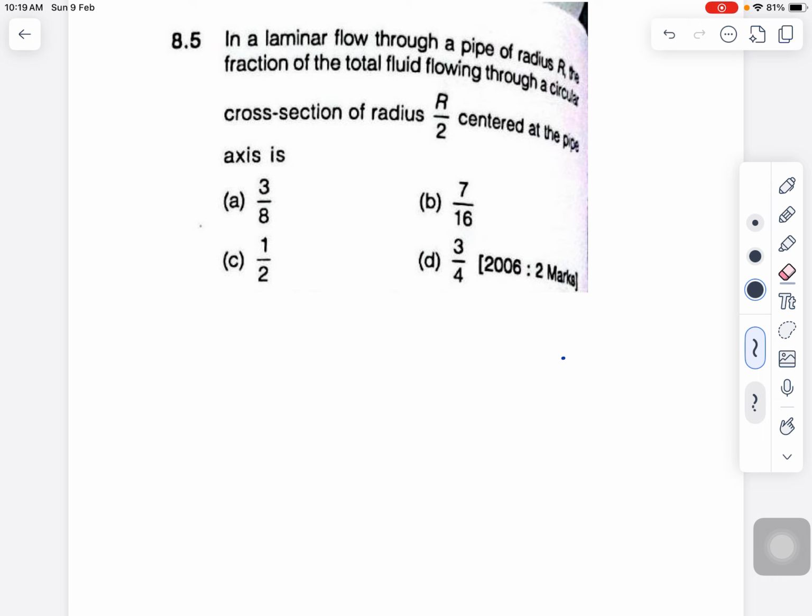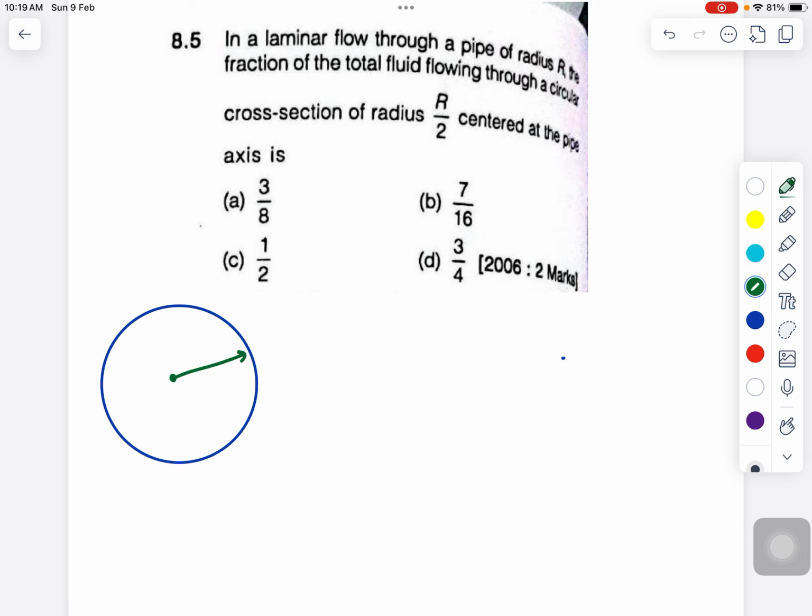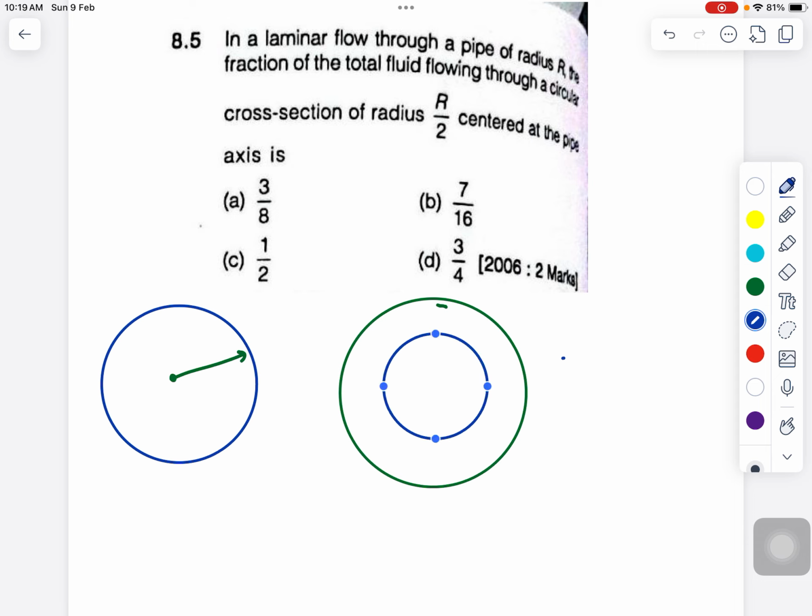So you are supposed to calculate the volumetric flow rate ratio. When the pipe radius is R, how much volumetric flow rate is happening here, and when it becomes R by 2, so when this is R by 2 radius, what is the volumetric flow rate? So this will be your capital R by 2, this is R. Let's say this one is Q1 and in this case this one is Q2. So you are supposed to calculate Q1 divided by Q2. Is that clear? Okay, great.